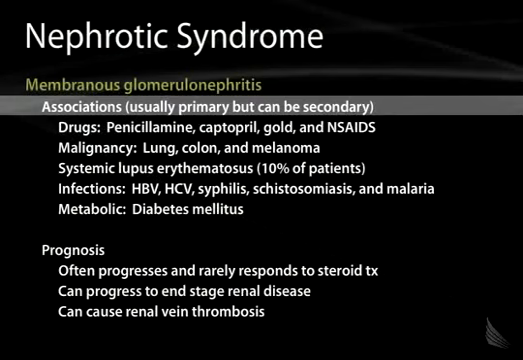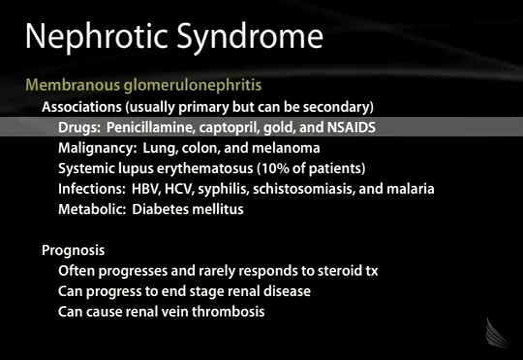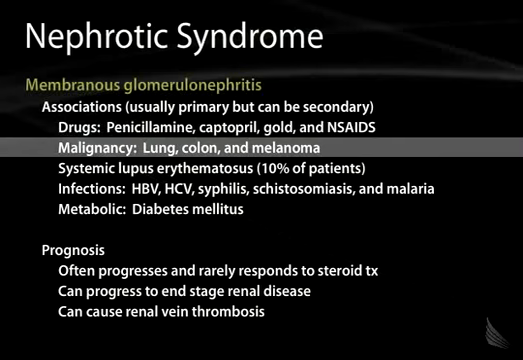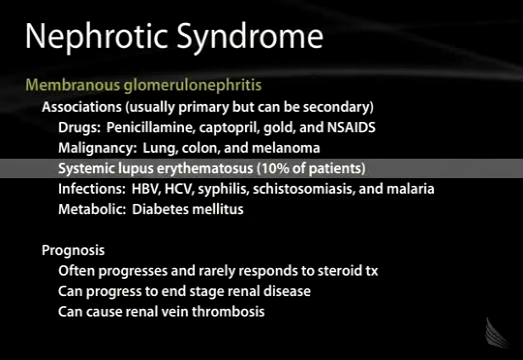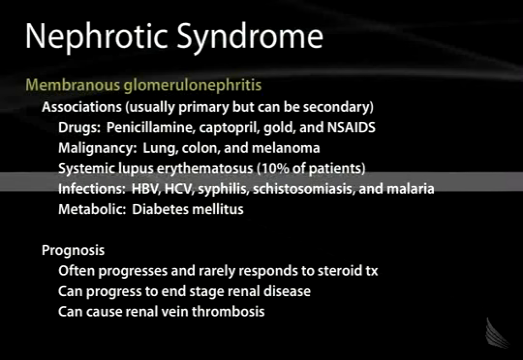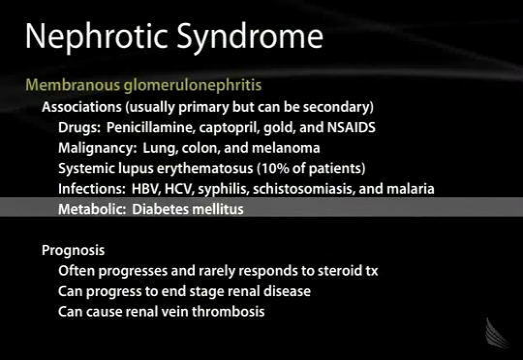Now, this is associated with several different things, different kinds of drugs, including things like penicillamine, captopril, and gold that they use to treat rheumatoid arthritis, and nonsteroidal anti-inflammatory drugs can cause this. Malignancies of the lung, colon, and skin, and systemic lupus erythematosus, or SLE, can cause this. Certain infections and metabolic diseases can lead to this particular type of nephrotic syndrome as well.